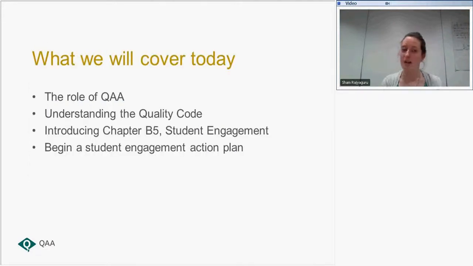The session today, we're going to look at the role of QA altogether, which has already been touched on, understanding the Quality Code, looking into Chapter B5 in particular, and beginning to look at you doing a student engagement action plan off the back of Chapter B5 and how you can use it in your institution as best as possible.